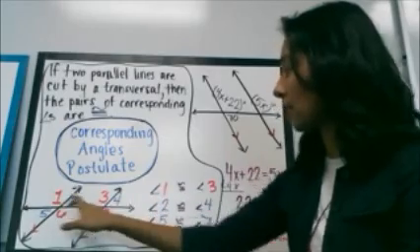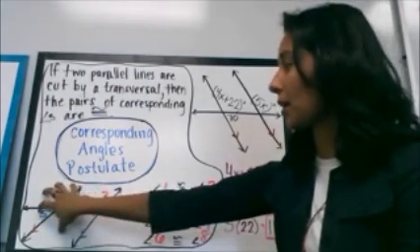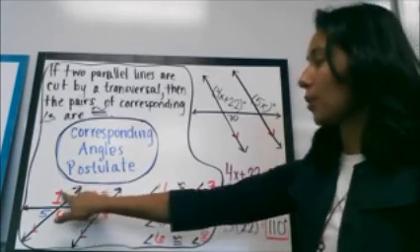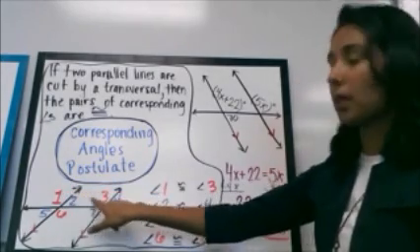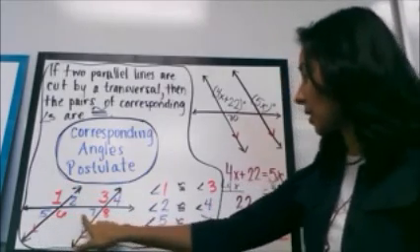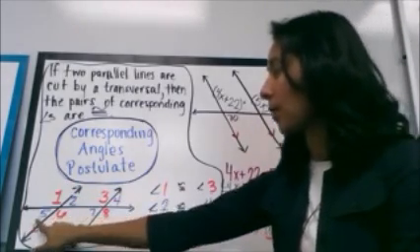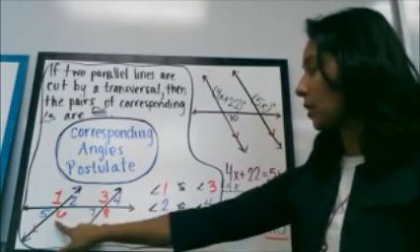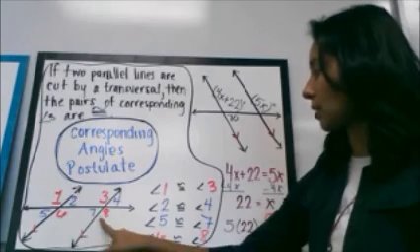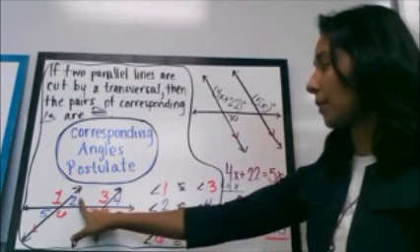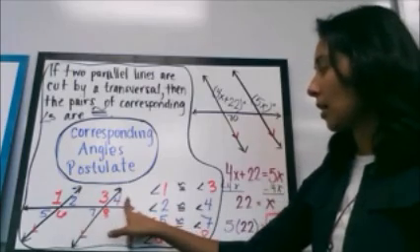So angle 1 and angle 3, if I were to pick this section up and lay it right on top of this section, those would be one right on top of the other. So those are the ones that match up, they're corresponding. 5 and 7 are corresponding, so they're the bottom left, bottom left. 6 and 8 are corresponding, bottom right, bottom right. 2 and 4 are also corresponding, so top right and top right.